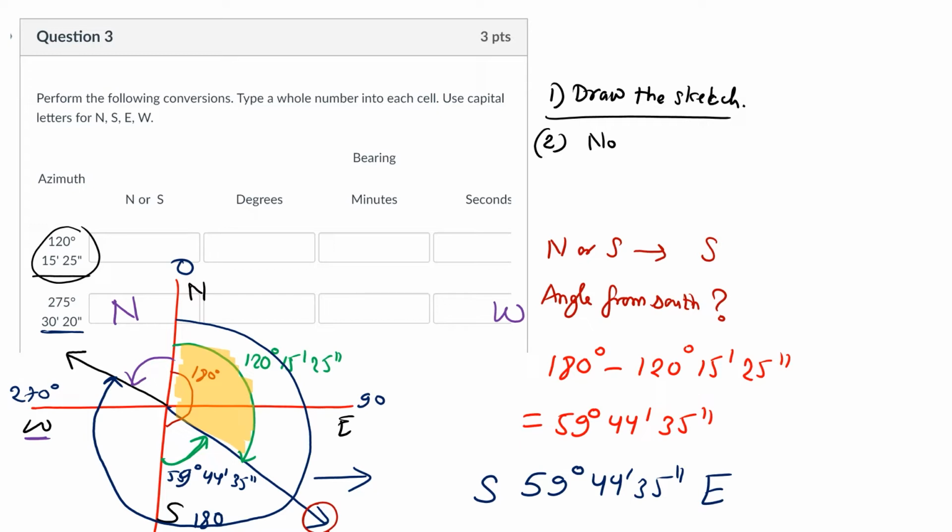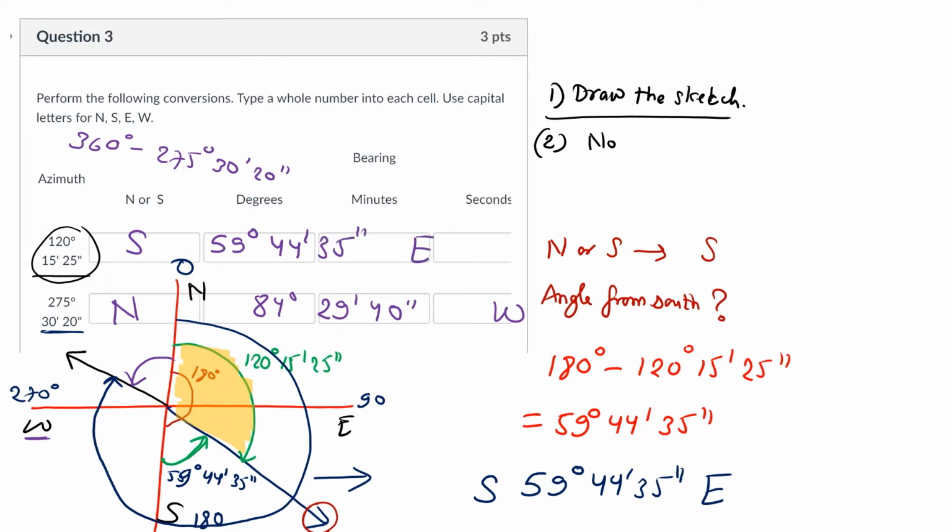Well, one complete rotation is 360 degrees. So simply subtract this angle from 360 degree, and solve this. 360 minus 275 degree, 30 minutes and 20 seconds. So that will give you 84, 29, 40 for this line. And for the first one, it is south, 59, 44, 35.